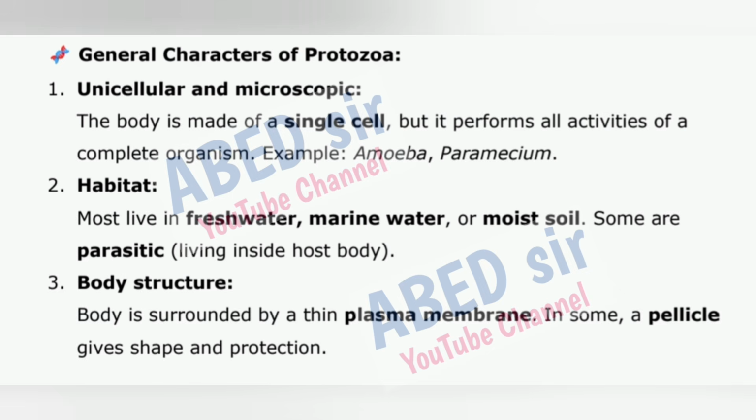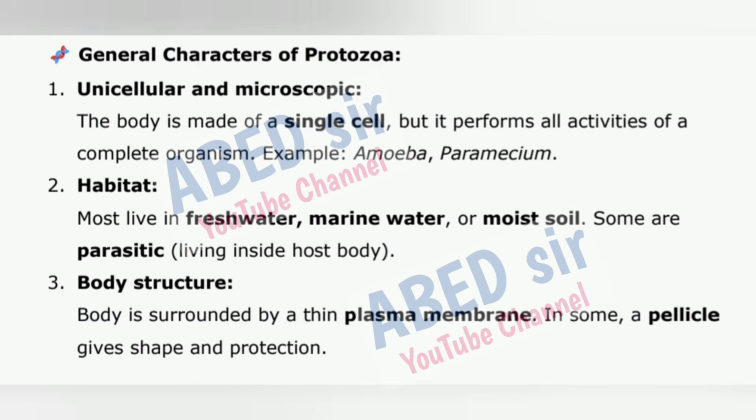1. Unicellular and microscopic. The body is made of a single cell, but it performs all activities of a complete organism. Example, amoeba, paramecium. 2. Habitat. Most live in fresh water, marine water, or moist soil. Some are parasitic, living inside the host body.